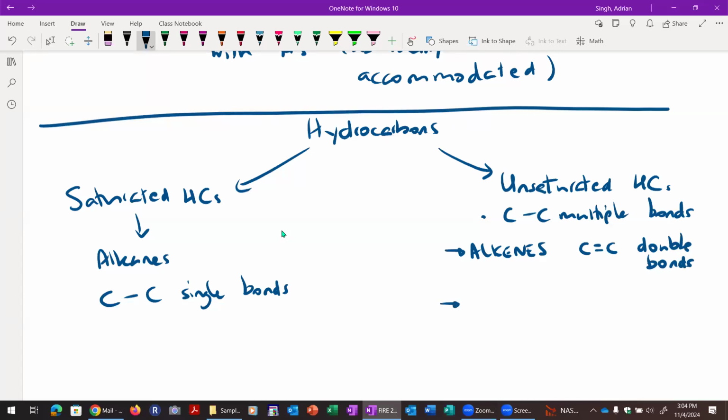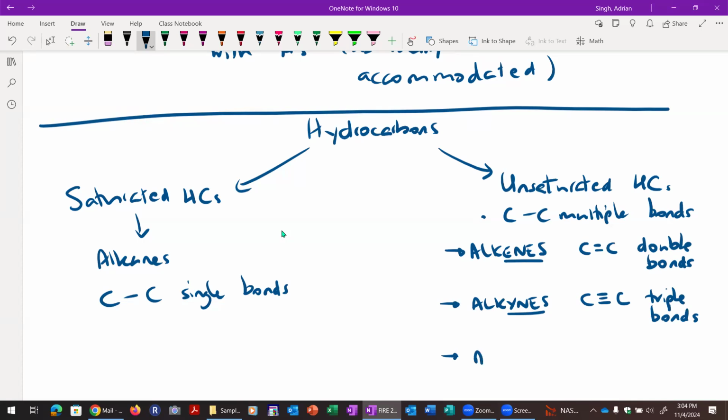We have alkynes that end in Y-N-E-S, and alkenes end in E-N-E-S. Alkynes have carbon-to-carbon triple bonds, so three lines between the carbons.